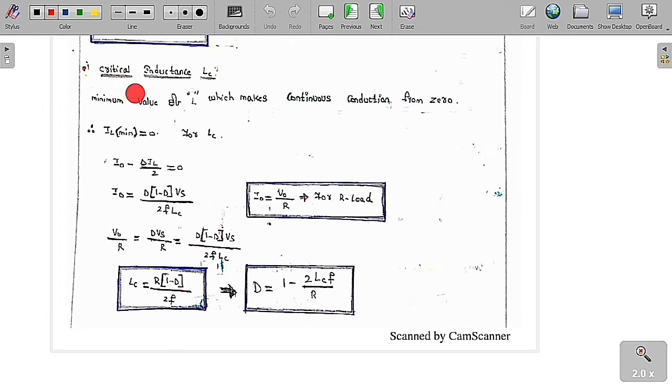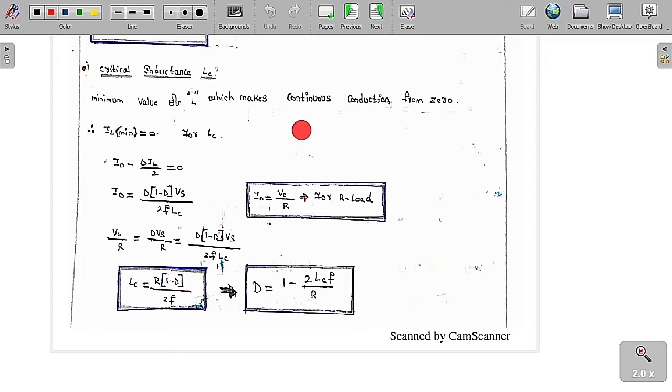So now we are going to find what is the value of the critical inductance. Critical inductance means Lc. So here it is the minimum value of L which makes the continuous conduction from 0. That means the minimum value of inductance for which the minimum value of the inductor current will be 0. So therefore it is the minimum value of inductance for which continuous conduction is possible, the minimum value of inductance which makes continuous conduction from 0.